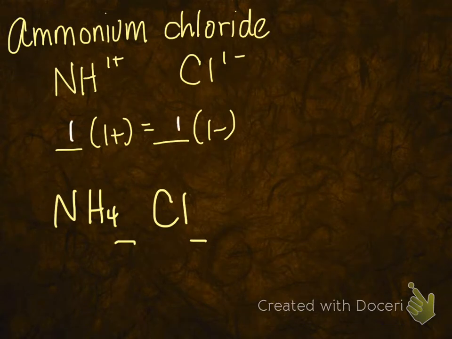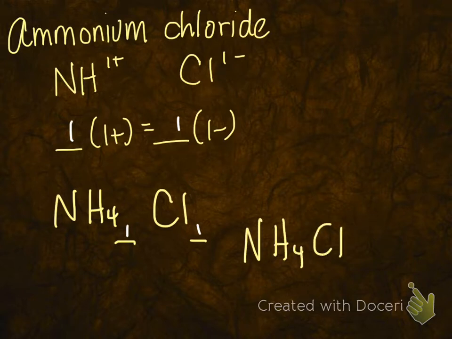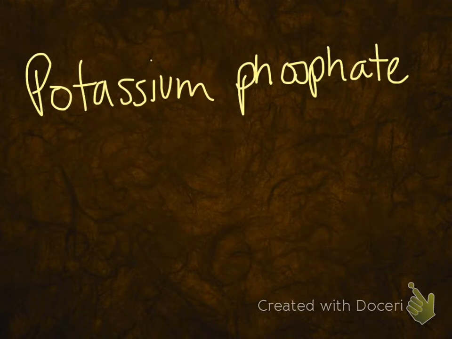Well, since we can clearly see this is a 1-to-1 ratio, we're not going to have to write any subscripts, and our final formula for this will be NH4Cl. Again, if you feel like you need to set the polyatomic ion off in parentheses, you're welcome to do that, but it's really not necessary. Let's do one last formula writing before we go to naming, which is by far the easier part.